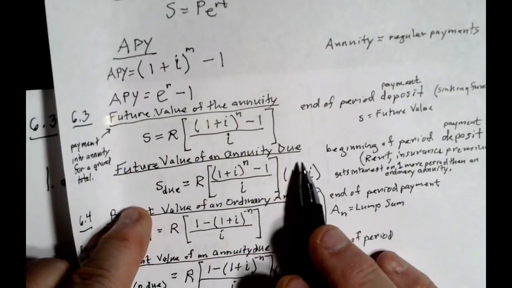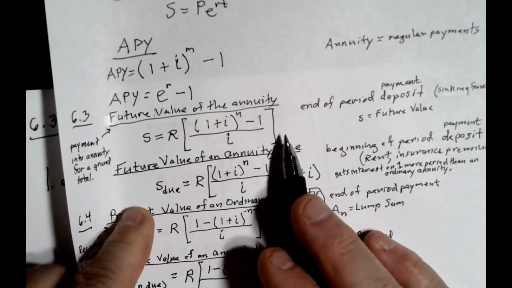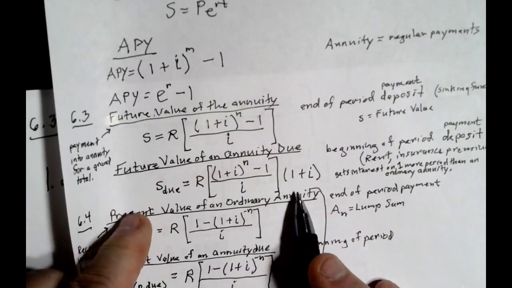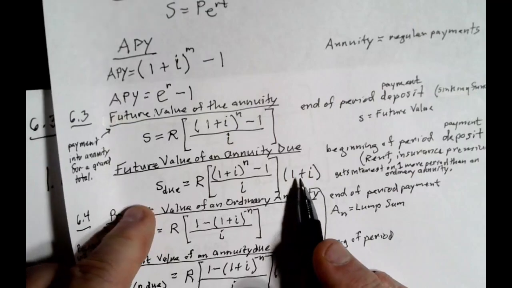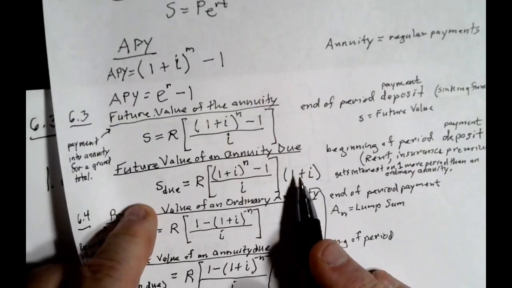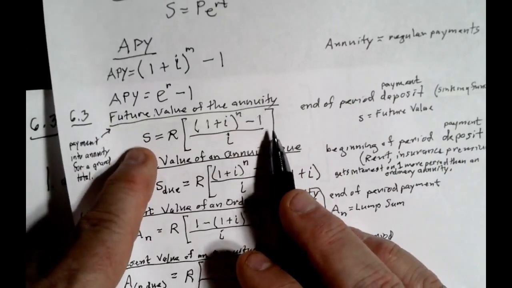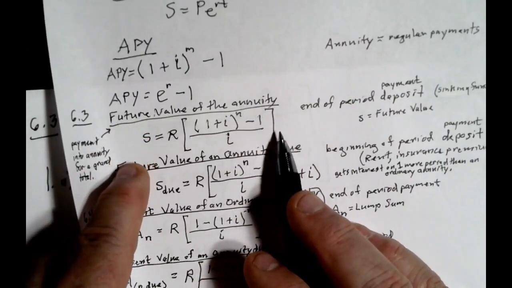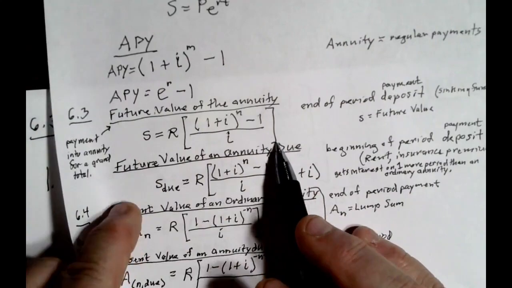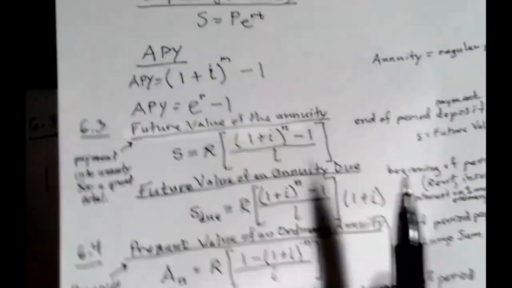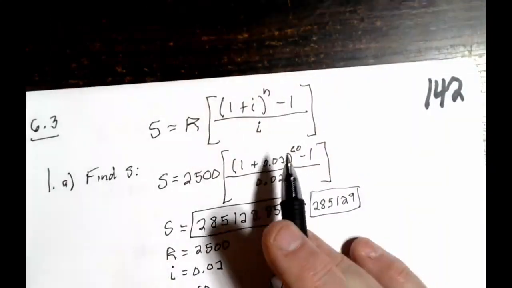So notice you got this extra parentheses out here that you don't have on the first one. So if you make your payment right off the bat, beginning of the pay period, it's called an annuity due. If you don't, and you pay it at the end, which is more typical, it's called a regular ordinary annuity. Okay, so that's the only difference.